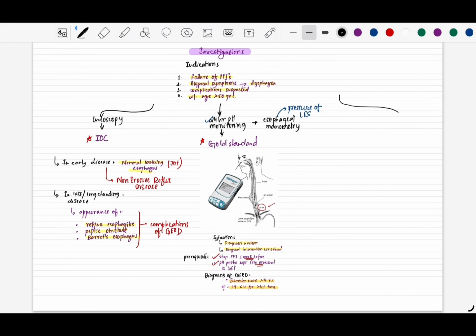Another investigation could be a CT scan, particularly performed for hiatal hernias. However, this is not routinely performed in GERD patients.